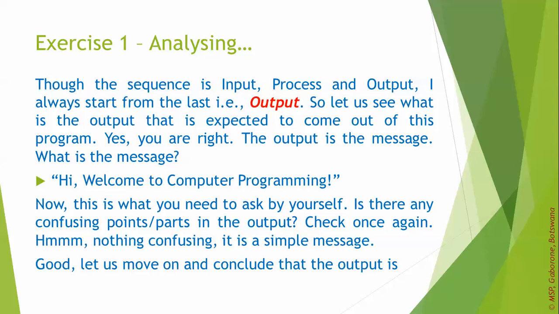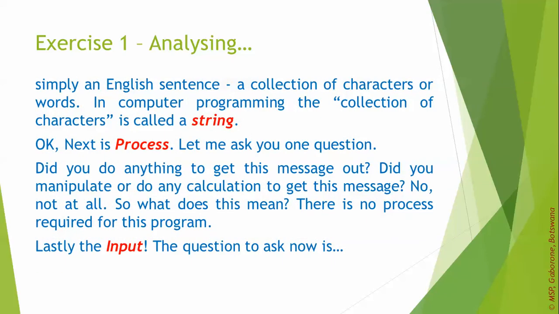Now, this is what you need to ask by yourself. Is there any confusing points or parts in the output? I mean the message? Check once again. Nothing confusing. It's a simple message. Good. Let us move on and conclude that the output is simply an English sentence, a collection of characters or words. In computer programming, the collection of characters is called a string.